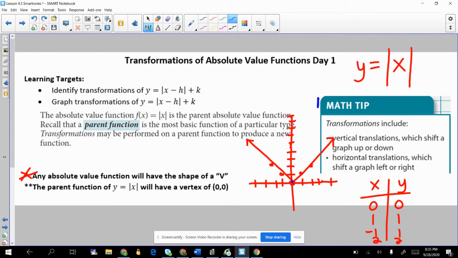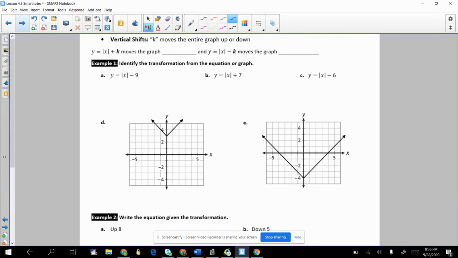And then if you look over at this math tip here, what we're going to talk about is how we can transform that parent function. So it says vertical translations which shift a graph up or down, and horizontal translations which shift a graph left or right. Those are the things we're going to focus on today. Okay? So vertical shifts k move the entire graph up or down. So y equals the absolute value of x plus k is going to move the graph up. Okay, so that plus k means it's going to move it up.